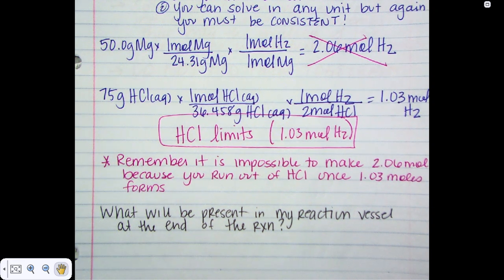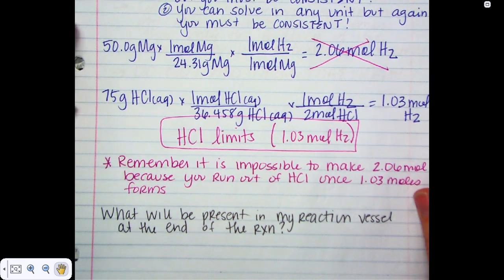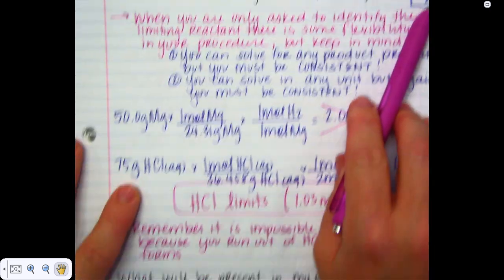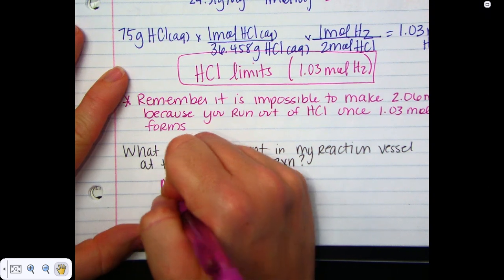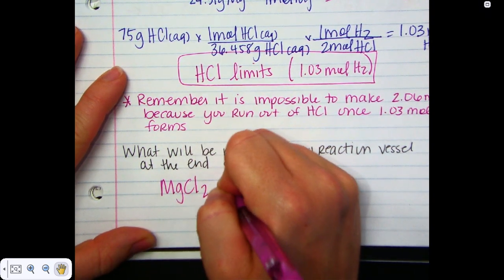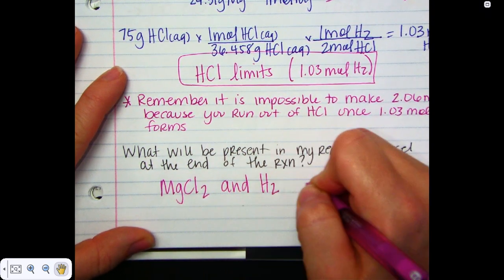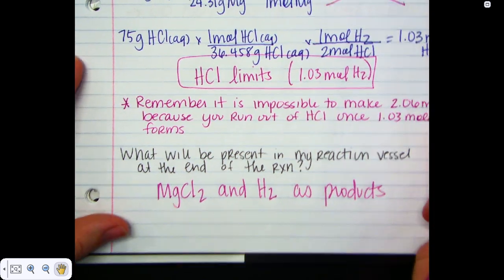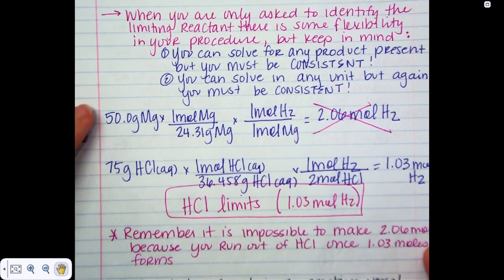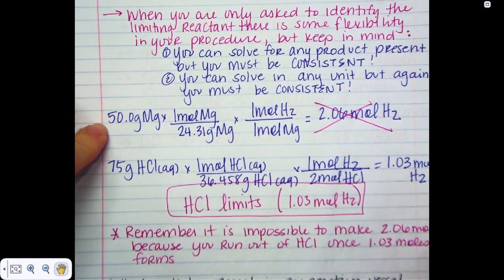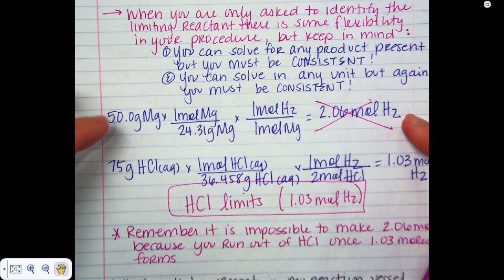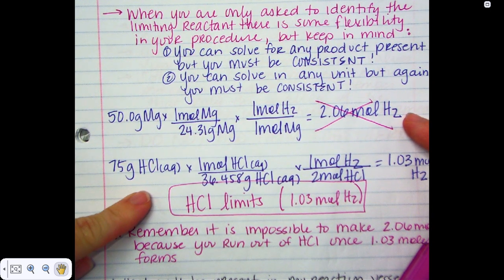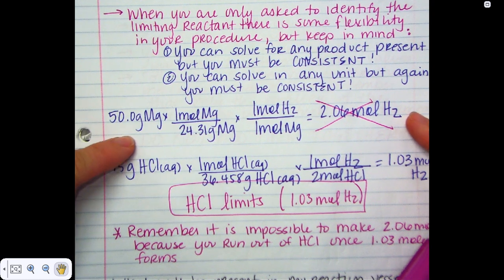What have I made? Well, I've obviously made my two products. I've made magnesium chloride and I've made hydrogen gas. So those are in my vessel. But think about your reactants. If I had enough magnesium to make 2.06, would I not have some unreacted magnesium left, right? I used all of this, right? Plum ran out, but I have extra magnesium.